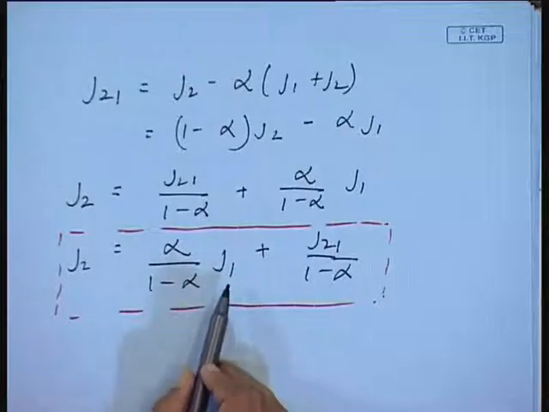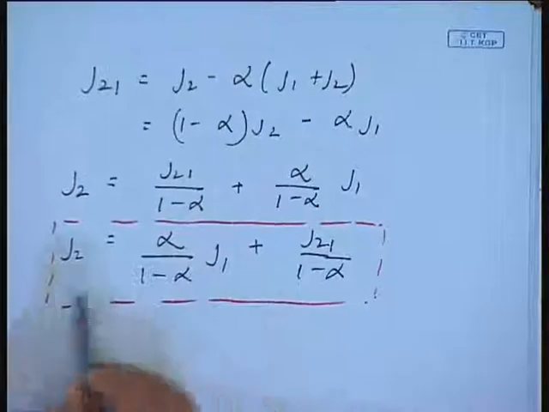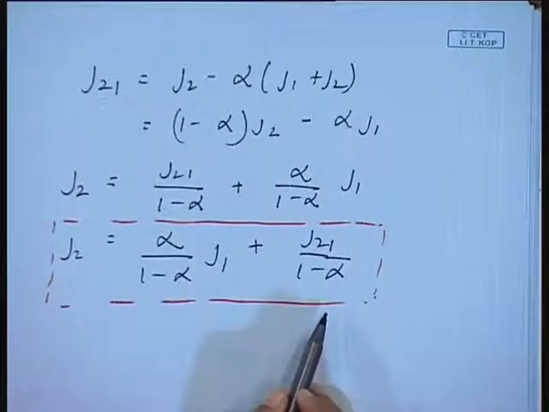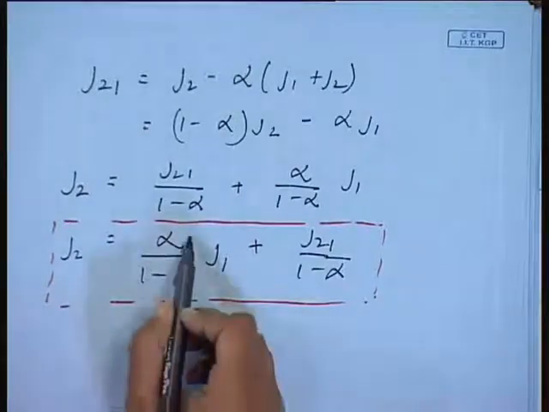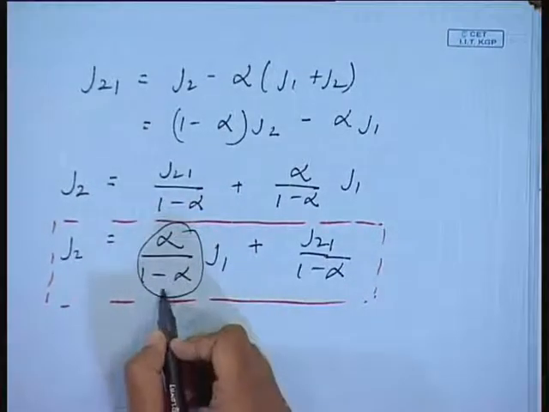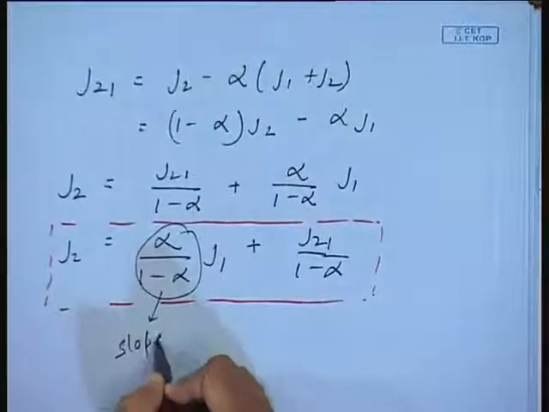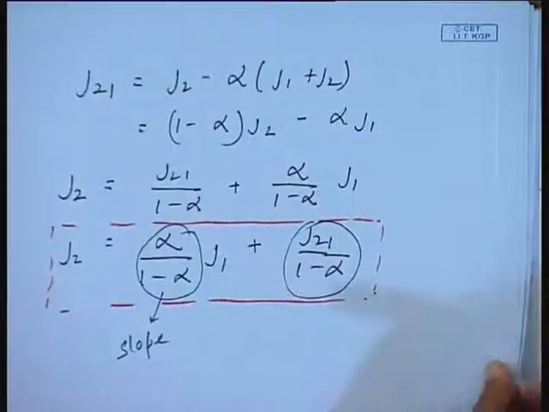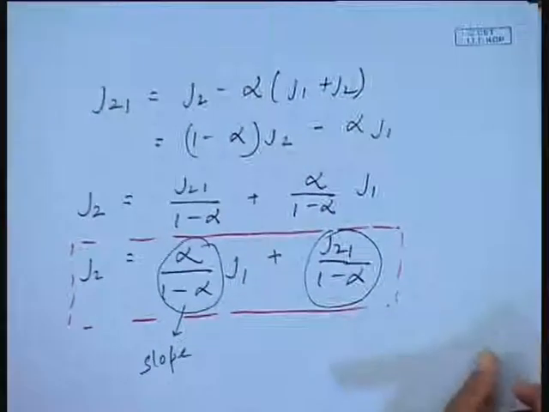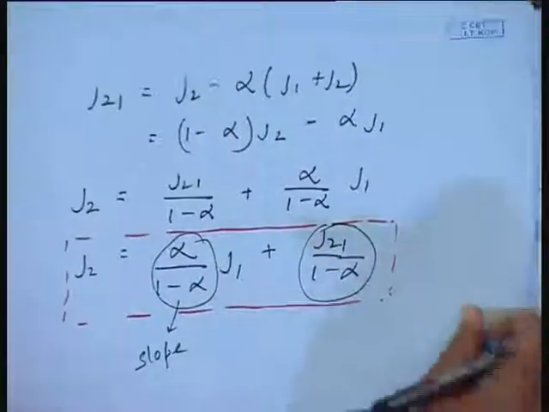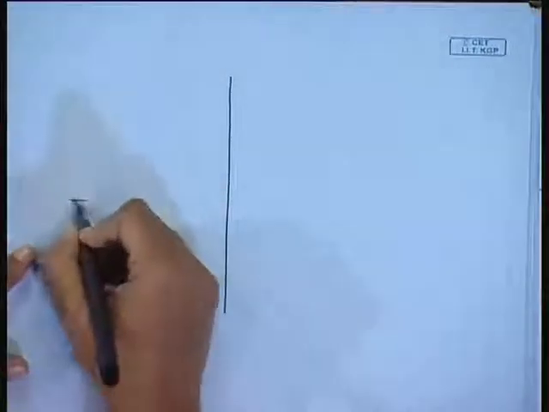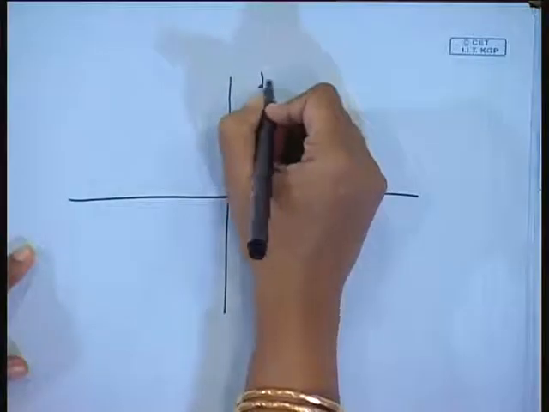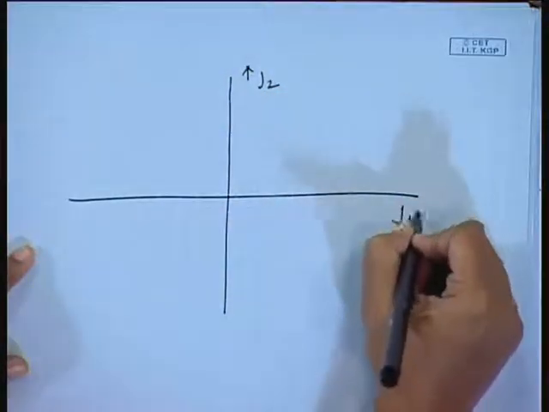Now, observe that for constant alpha, what sort of a curve do you expect between J2 and J1? It will be a straight line with the slope of alpha by 1 minus alpha, and the intercept is going to be this. Now, suppose we draw the straight lines for different conditions. This is J2, this is J1.